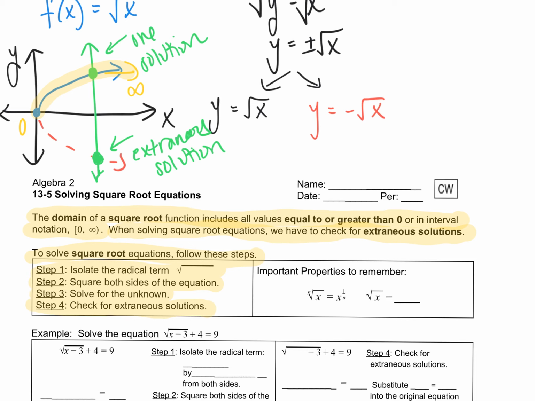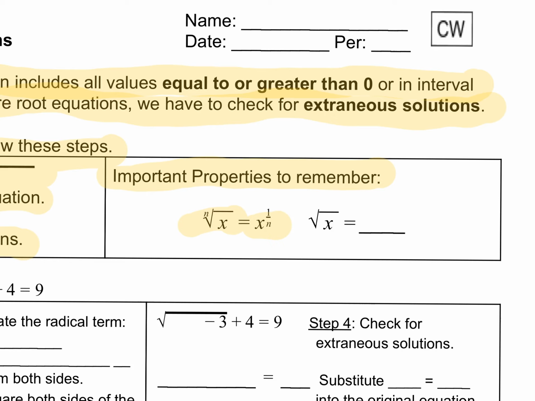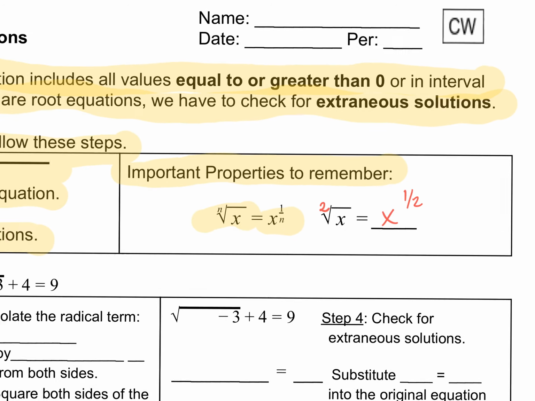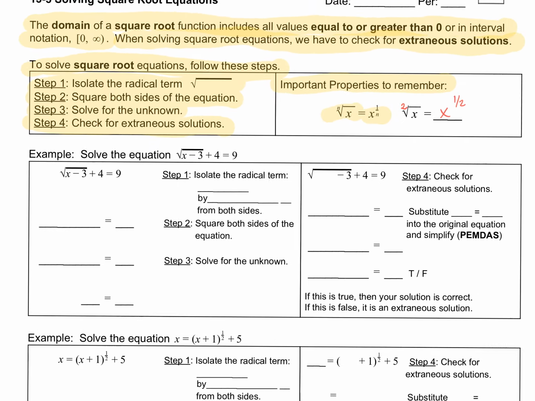Before we go through and follow these steps, we also want to remember this important property. If I have the nth root of x, that is equal to x to the 1 over n power. So how is this useful? Let's zoom in here. If I have a square root of x, I want to remember there's an invisible little index here. It's a 2. So if it's the second root of x, that's the same as x to the 1/2. So I want to recognize that when I see a 1/2 power, that is the same thing as a square root. We'll see that come up a couple more times later in this classwork. But let's go ahead and go through this example.